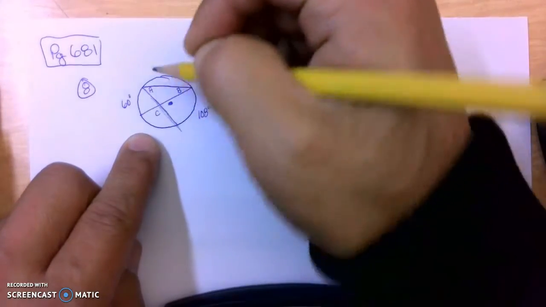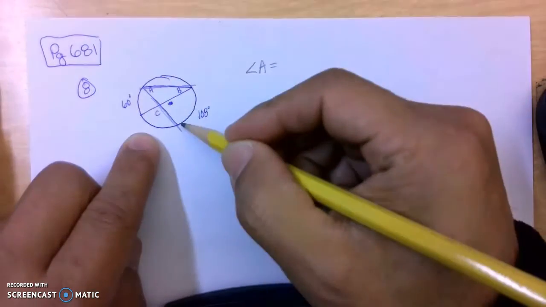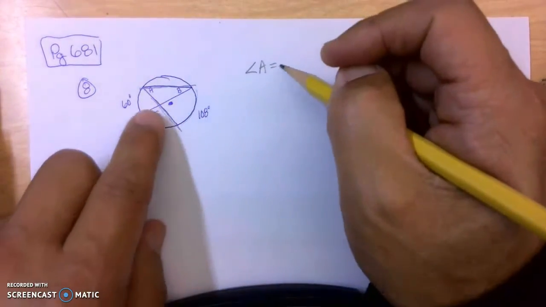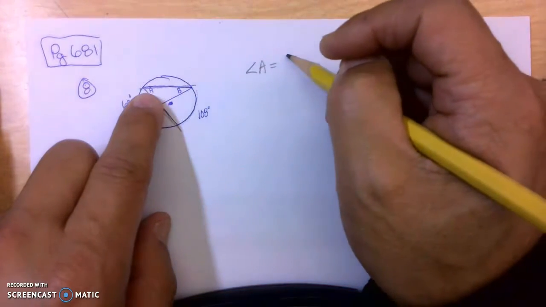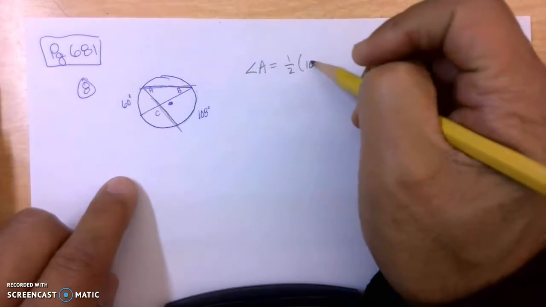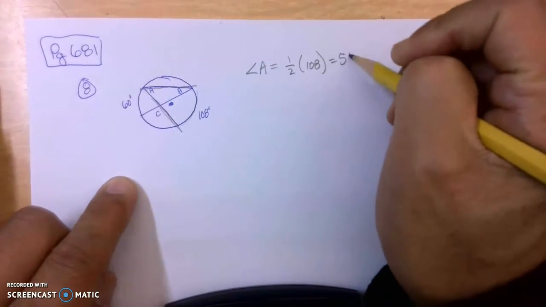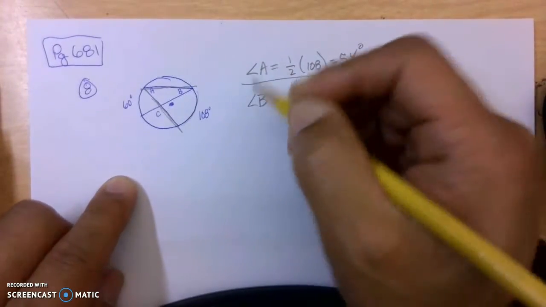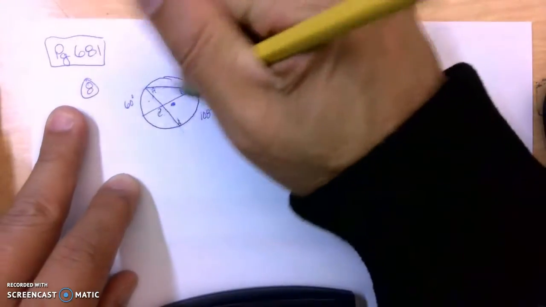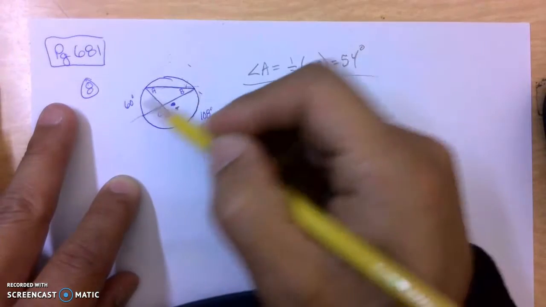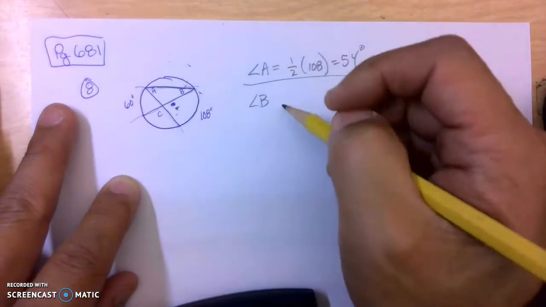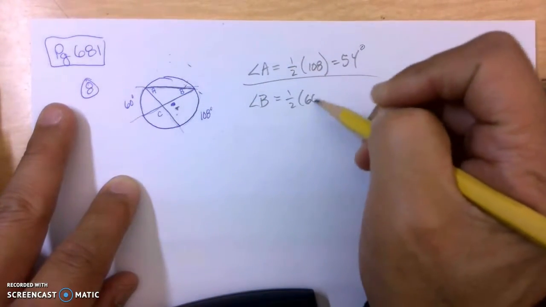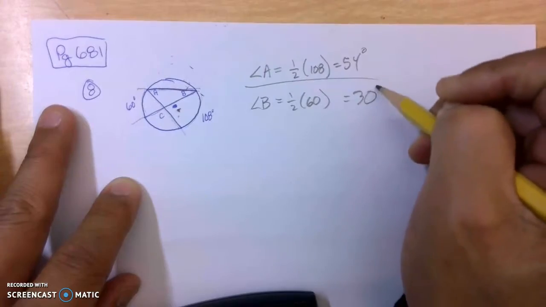If I extend angle A out, you'll notice it hits this arc, which is 108. And angle A, an inscribed angle, is half of 108. And that would be 54. So the angle, of course, is half the arc it hits. Angle B here, now I'm going to erase this from angle A. You extend angle B out, you will see that it hits arc 60 here. So it's half of 60, which is 30 degrees.